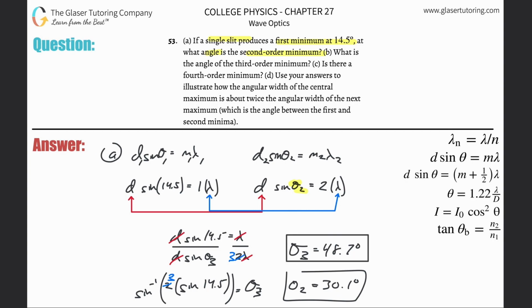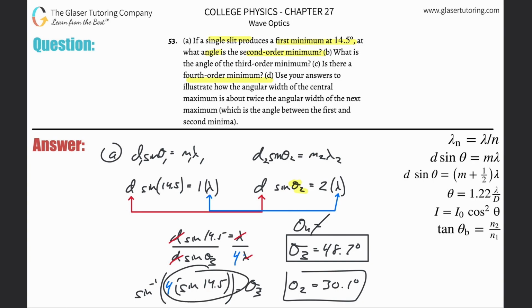And now it says, is there a fourth order minimum? Well, why don't we see? We get rid of the 3, and we're going to plug in a 4 there. So this becomes a 4, and I would plug this in. If you get an answer, you have a fourth order minimum. If you get an error, you don't have a fourth order minimum. So inverse sine of 4 times sine of 14.5. What do you get? Error. It doesn't work. There is no fourth order minimum, so theta 4 doesn't exist.